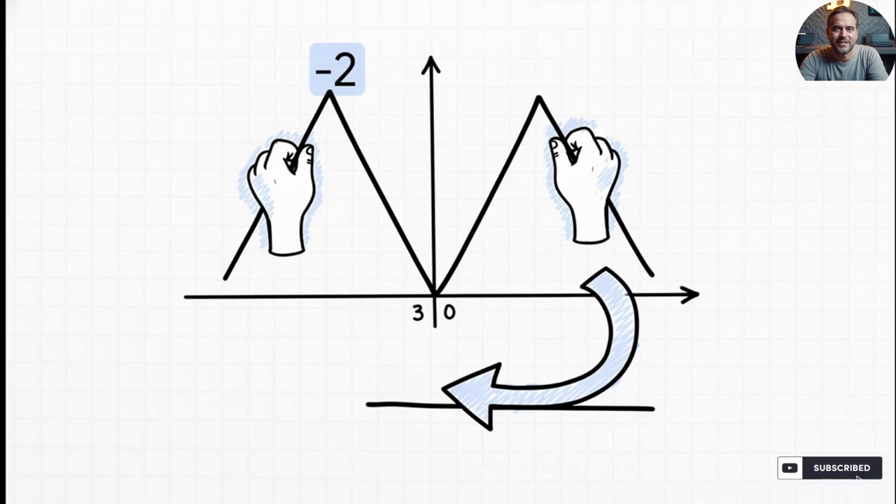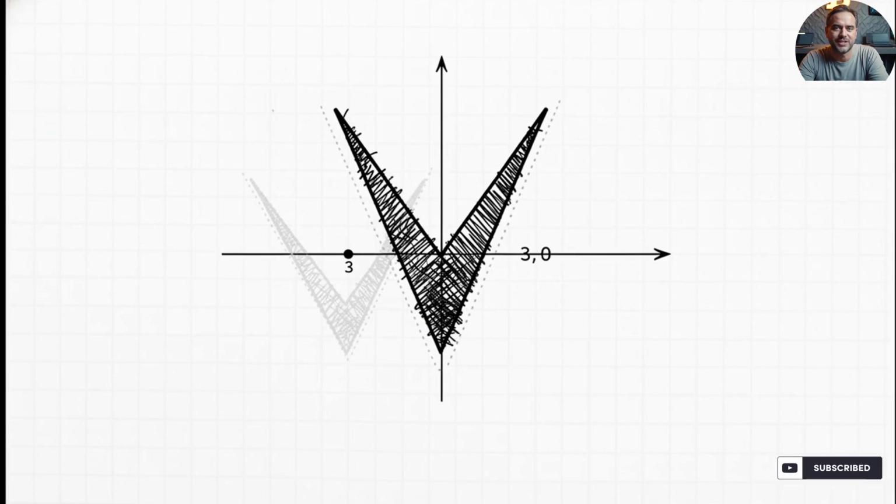Okay, we're done with the horizontal stuff. Now we look outside the function for any multiplication. And there it is, that negative 2. This one number is actually doing 2 jobs at once. The 2 is going to cause a vertical stretch, and that negative sign, that's going to cause a reflection. So watch this, two things are going to happen. First, the 2 grabs the arms of that V and makes the whole graph twice as steep. Then, that little negative sign takes the entire thing and just flips it upside down. It's a really dramatic change to the shape.